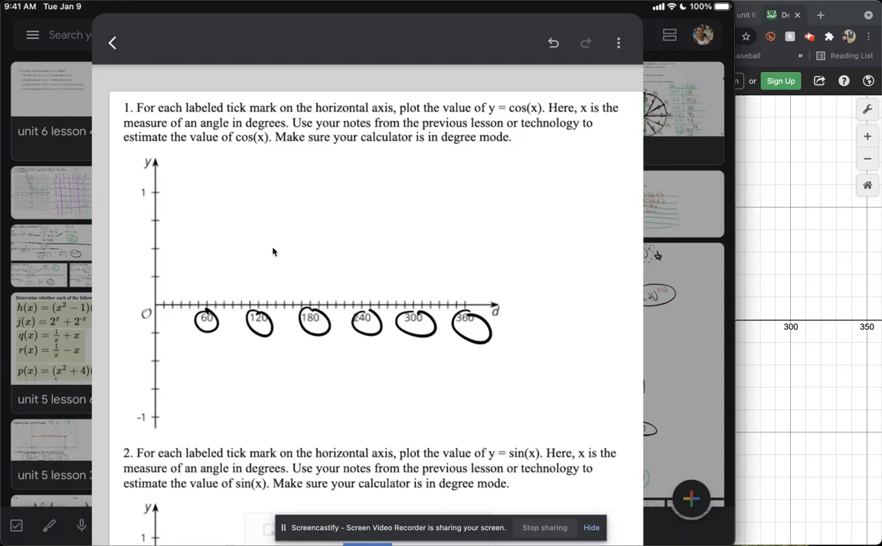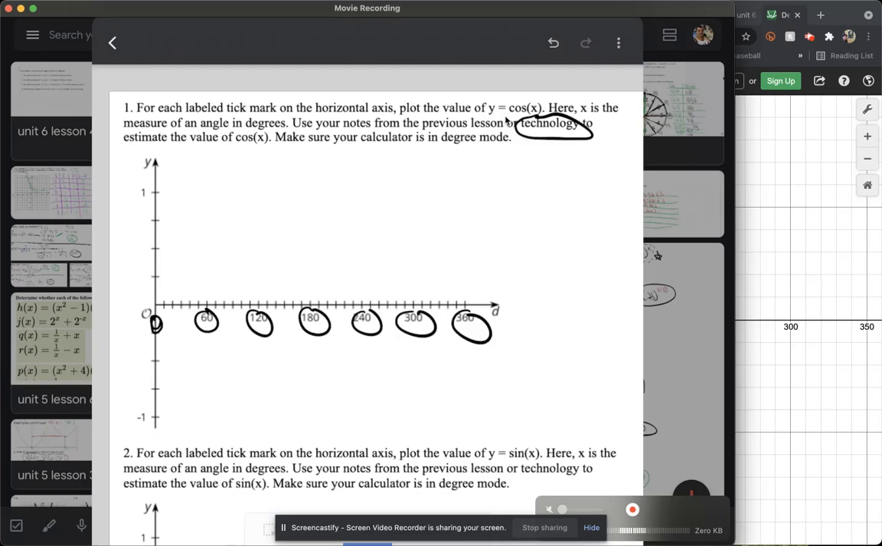Now, normally I would have you draw the graph on the axis here, but because we're using technology, and because some of you are virtual, we're going to use Desmos. So each of these tick marks are indicative of x values. So we're going to look at x equals 0, 60, 120, 180, and so forth. And then the y value is going to be the cosine of each of these angle values.